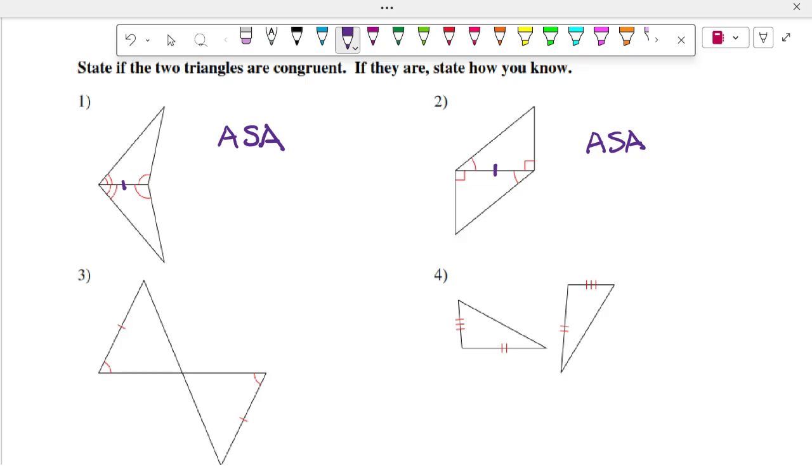So does that answer it a little bit more? It's just a matching game. That's all it is. Now, depending on what the tick looks like can mean different things. For example, a straight line tick on a side means congruent. A little angle symbol right here, that means congruent.